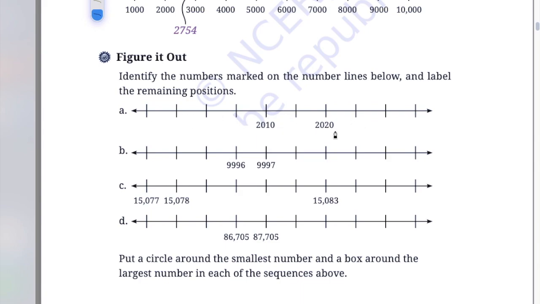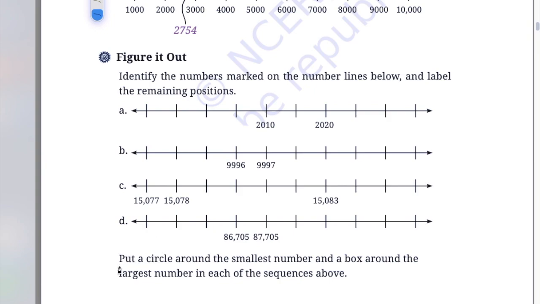As you can see, this is 2020 and this is 2010, the first question. So you subtract these, how much are you getting? There are 10 in the gap, so 5 each, 5 and 5. So it will be 2015, then 2020. Like this you will mark all the other numbers. So you draw all these number lines in your notebook.